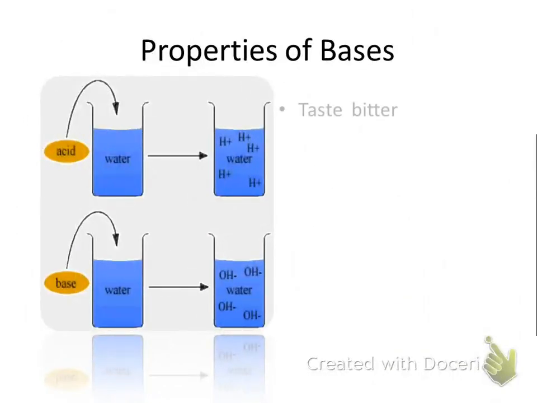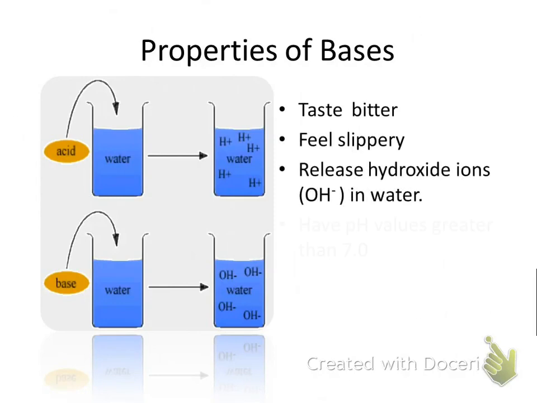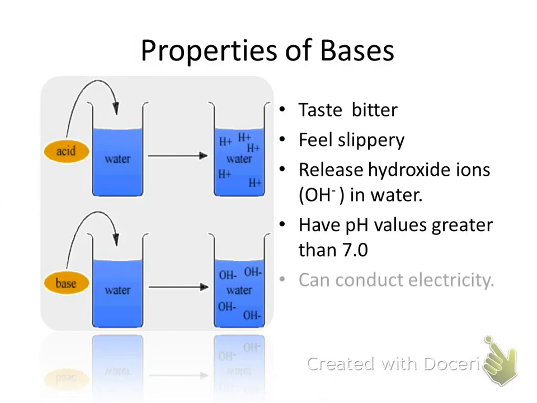Properties of bases, remember they taste bitter. They feel slippery. They release hydroxide ions in solution, and they have pH values that are greater than 7. And again, we'll see what that means next week. They also can conduct electricity, but they do not react with metals. And you saw that in that little video that I assigned yesterday.